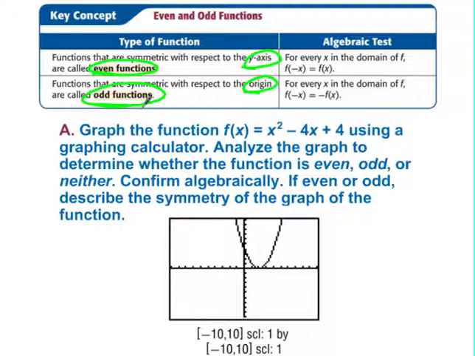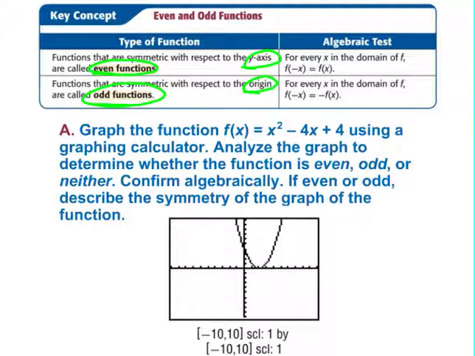You should notice that your screen looks real similar to what we have up here on the board. Now, in looking at that, we need to answer the question, is this function even, odd, or neither? Even, odd, or neither, what is this? Okay, let's rephrase that. What kind of symmetry does it have?